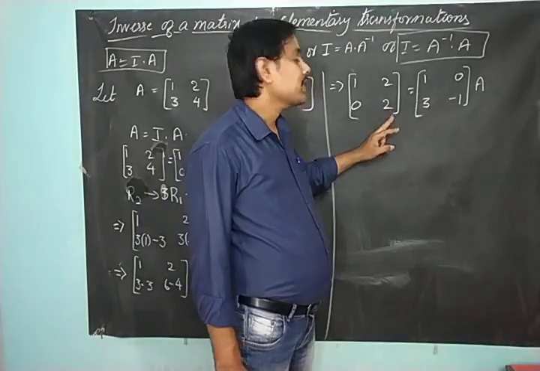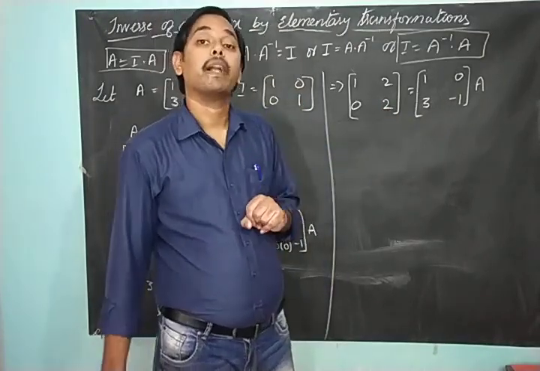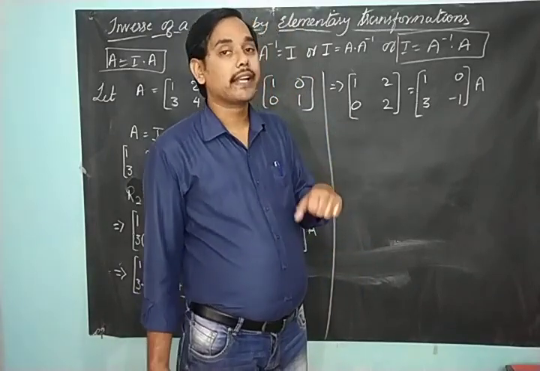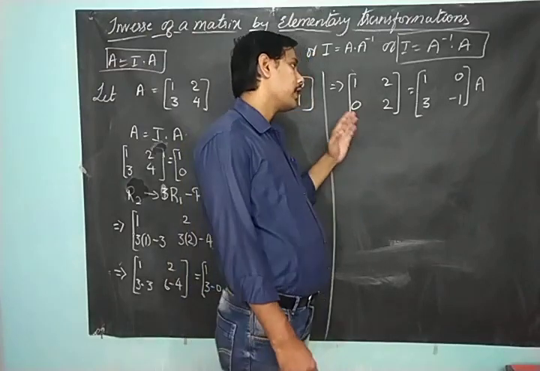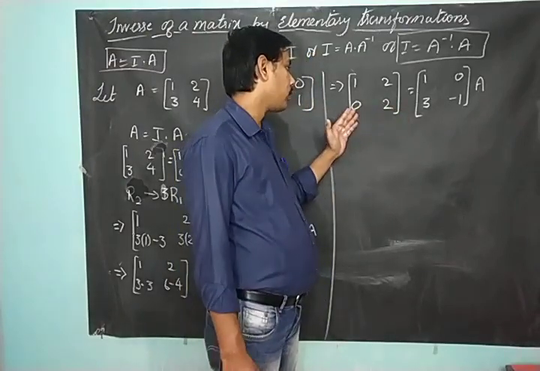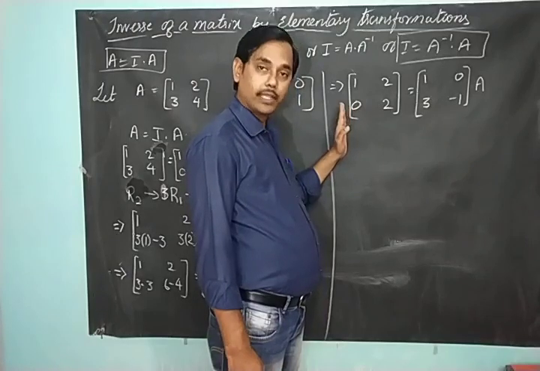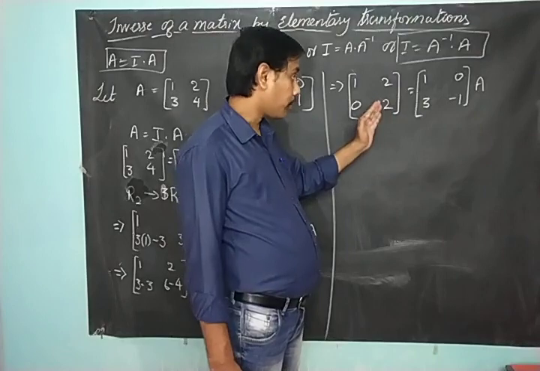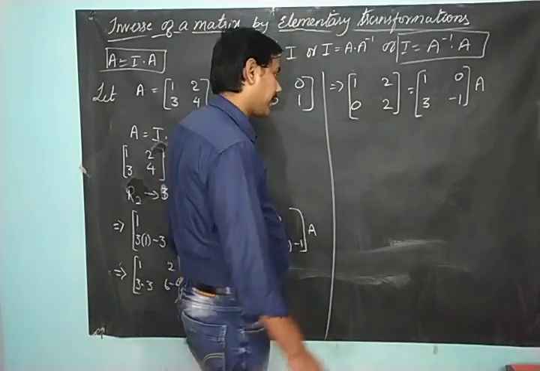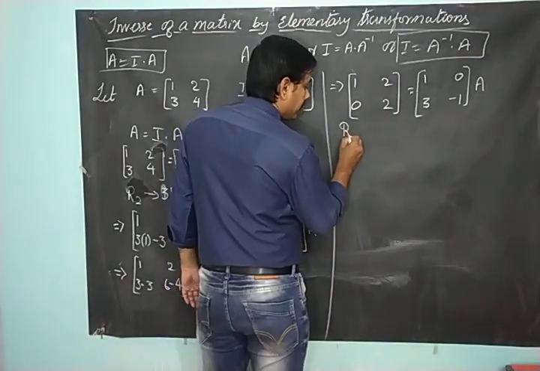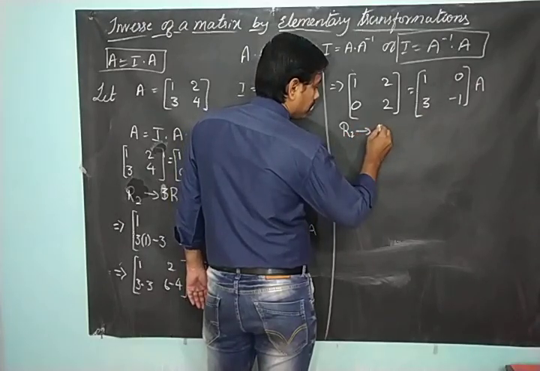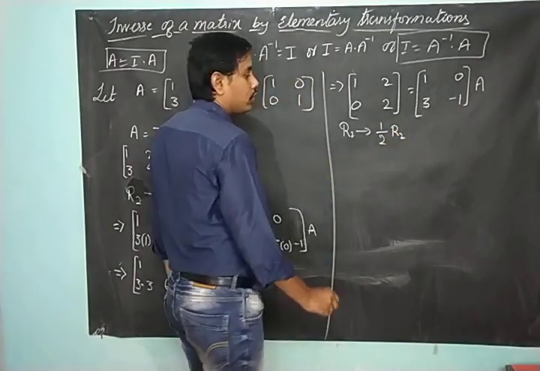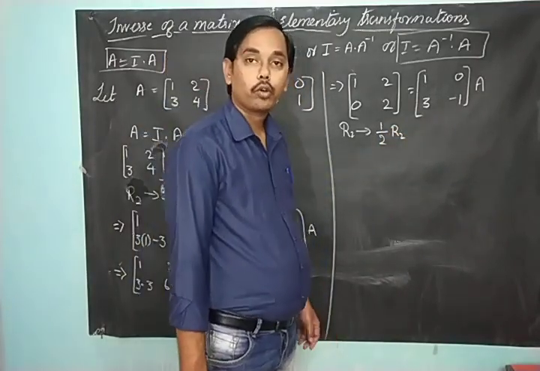So how is that possible? Applying the second transformation. What is that? Multiplying any constant or any non-zero scalar to any row. So if I multiply 1 upon 2 to this, then what is 1 upon 2 into 0? 0 only. This will not change. 1 upon 2 into 1, and 1 upon 2 into 2 will be 1. So I can write row 2 changes to 1 upon 2 row 2.